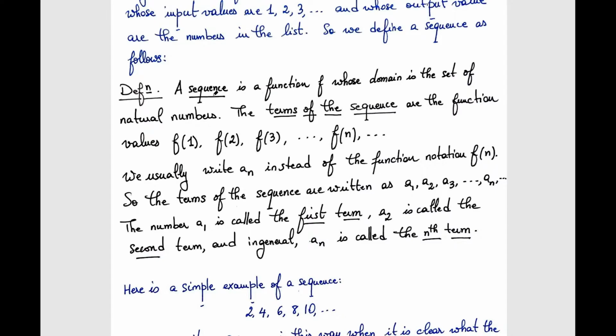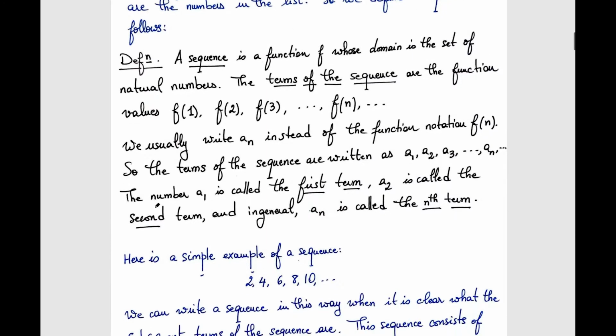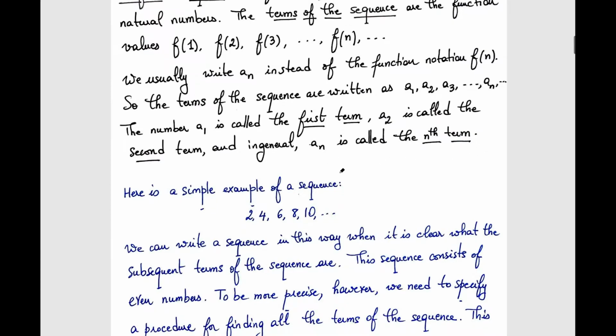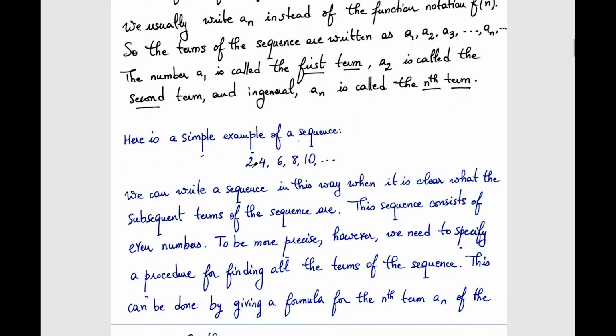All right. So a sequence is not too far from the concepts that we learned before. It's actually a function, but the function which operates only on natural numbers. And the terms of the sequence are the function values that the function can take when the inputs are the natural numbers. Very good. All right, so a1 is called the first term, a2 is the second term, and in general, a sub n is the nth term.